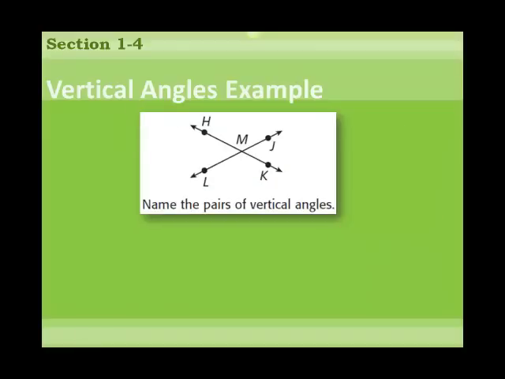So in this vertical angles example, it says name the pairs of vertical angles. So I could say, let's see, one pair of vertical angles would be angle JMH and angle KML. That's one pair. And another pair of vertical angles would be angles JMK, and that is paired with angle HML. So those are the pairs of vertical angles in this diagram.